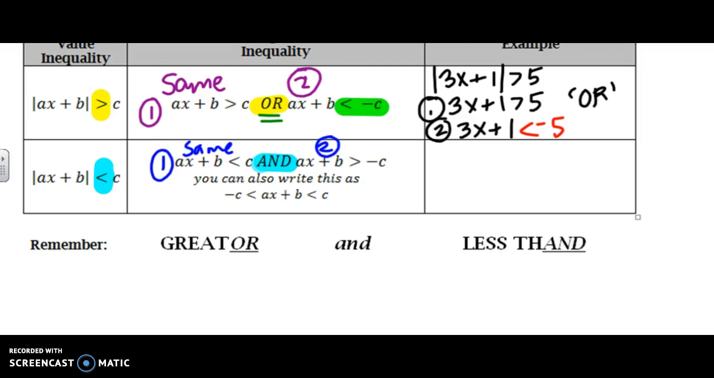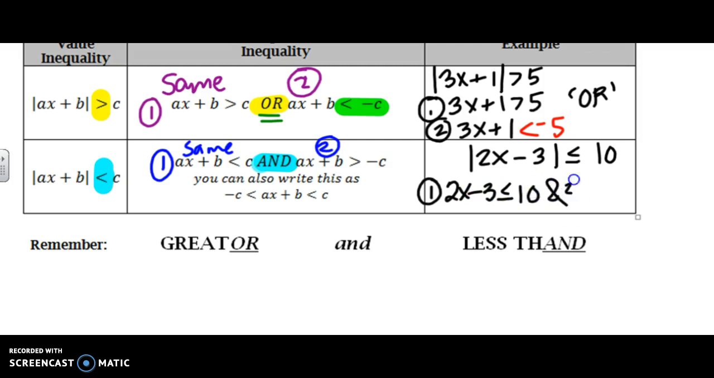So if we look at an example of that, if I gave you the problem, absolute value of 2x minus 3 is less than or equal to 10. Less than and less than or equal are exchangeable as far as this rule is concerned. Then my first problem would be 2x minus 3 less than or equal to 10. And my second problem would be 2x minus 3 is greater than or equal to negative 10.